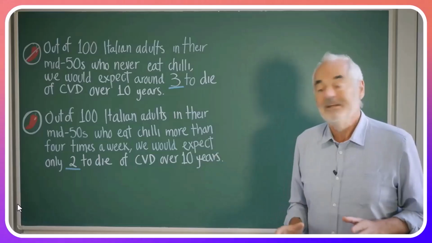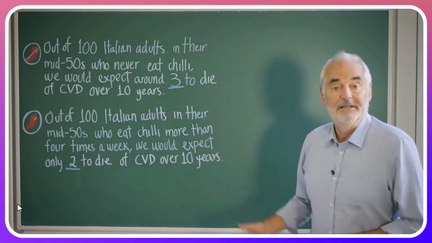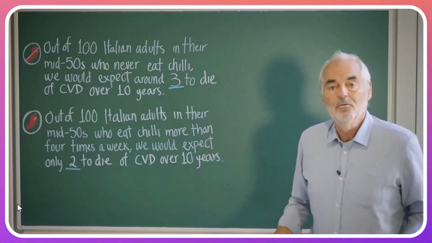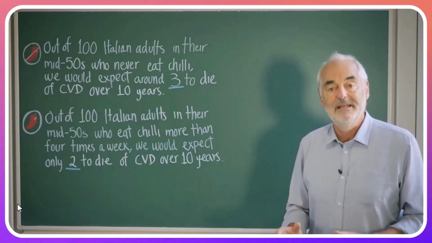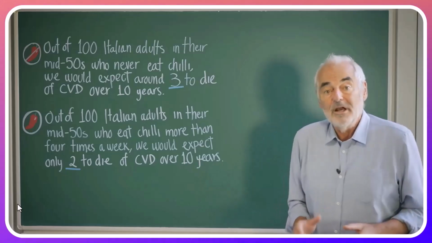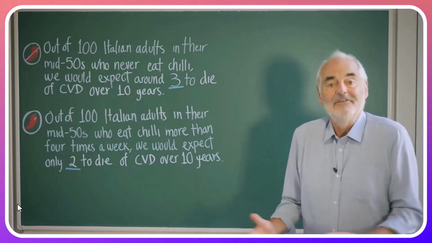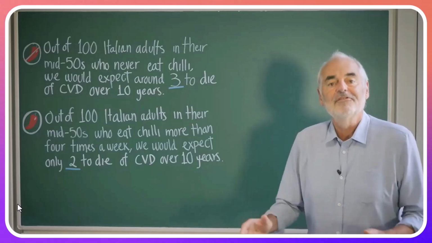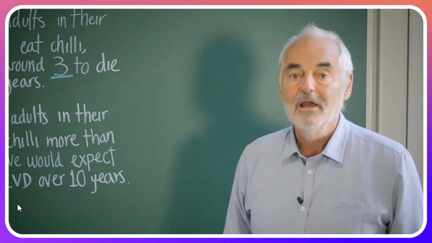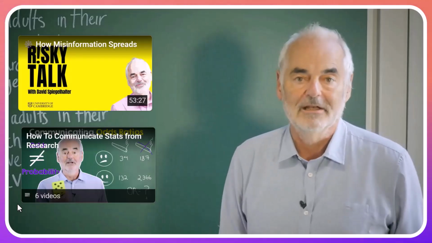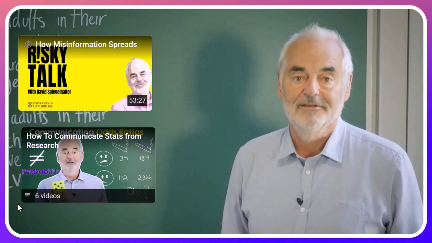Another way of looking at it is that 100 people eating chilies more than 4 times a week experienced 1 fewer fatal heart attack or stroke over 10 years. And of course, we don't know that it's the chili eating that led to that reduction in risk. It's just an association. Now, perhaps telling the story in this way won't lead to such dramatic headlines, but the truth rarely does.